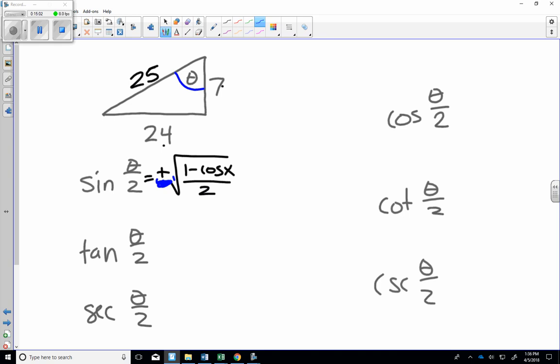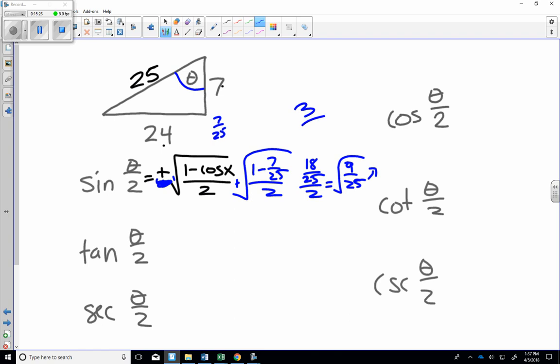All right, so cosine of x is 7 over 25. So you have the square root of 1 minus 7 over 25 over 2. And 1 minus 7/25 is 18 over 25 over 2, which turns into 9 over 25, and the square root of 9 is 3. And the square root of 25 is 5, so it's a positive 3/5 for sine of theta over 2.